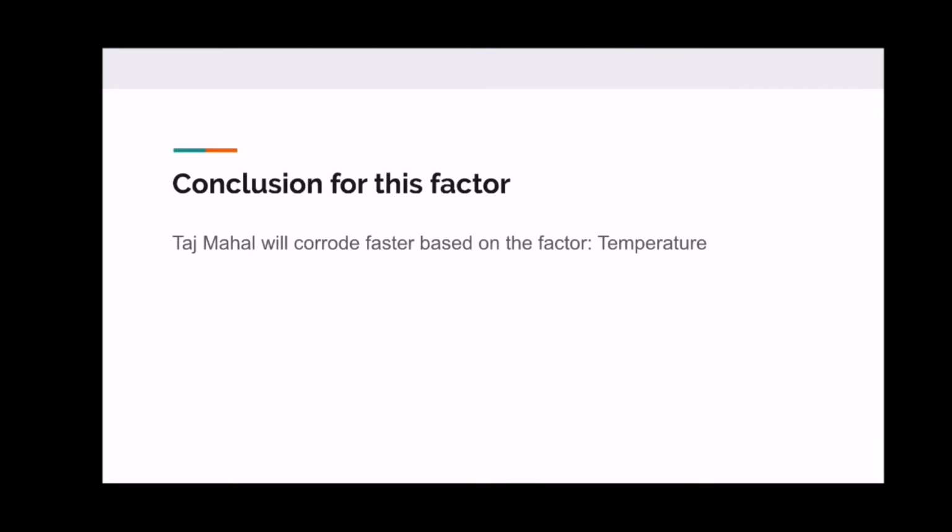For the Italy setup, the vinegar has a lower temperature than that in the India setup. Thus, the reactant particles will not have as much kinetic energy and will not move as fast as the ones in India, and the frequency of collision of the reactant particles will not be as high. The frequency of effective collision will therefore also not be as high as that in the India setup. Thus, we can conclude that the Taj Mahal will grow faster based on the factor temperature.